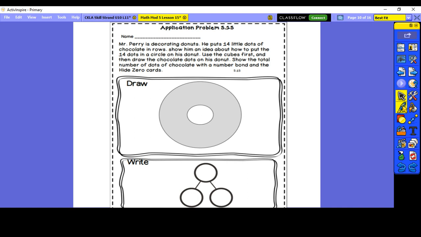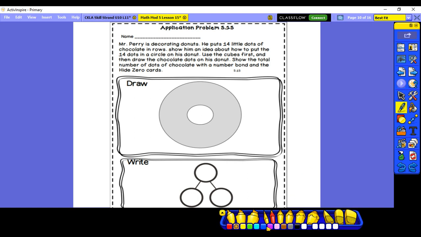Now let's look at our application problem. This is where you have to make sure that you're a super mathematician magician and use your problem solving skills to help us answer questions and solve our problem. Let's read our story together. Mr. Perry is decorating donuts. He puts 14 little dots of chocolate in rows.